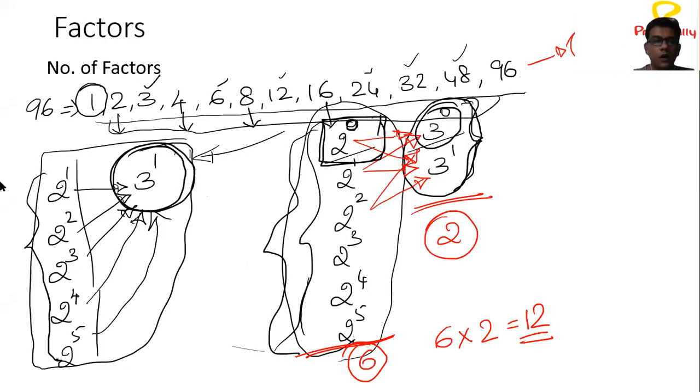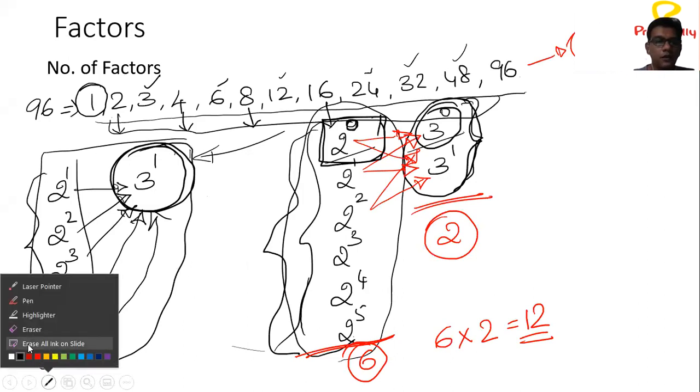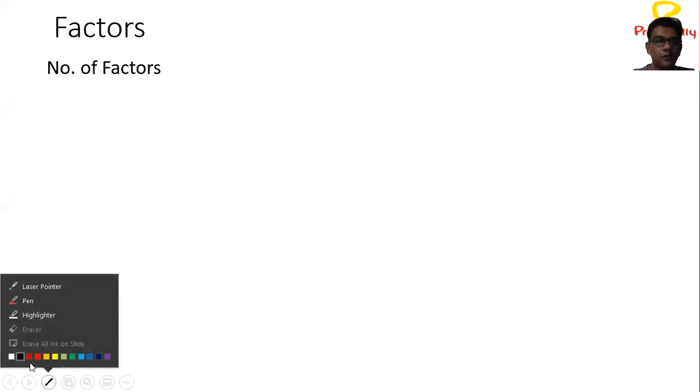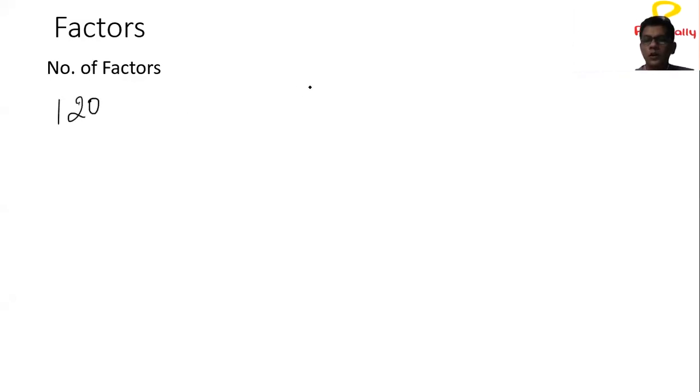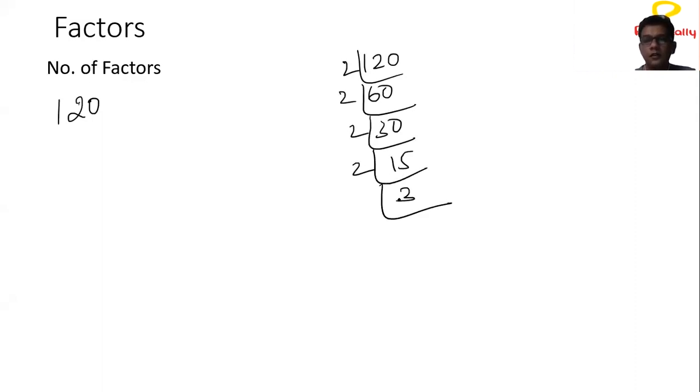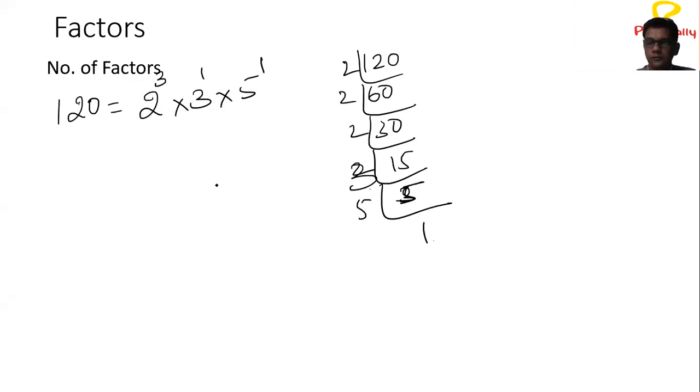Okay, let's see one more example before we go into the general format of it. So let's assume that I am talking about 120. What is 120 made out of? 120 is nothing but 60, 30, 15, 5, 1. So 120 is typically made out of 2 cube into 3 power 1 into 5 power 1.